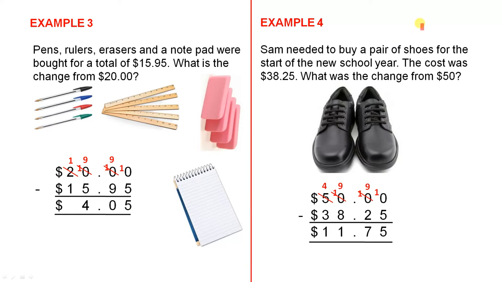Example 4. Sam needed to buy a pair of shoes for the start of the new school year. The cost was $38.25. What was the change from $50? So there it is. There's the problem set up beautifully. Trading starts from here. That becomes a 4. There's the 1 we've traded. Cross that off. That's a 9. There's the 1. Cross that off, that becomes a 9, and there's the 1. When we do our subtraction, we get $11.75 as the change.